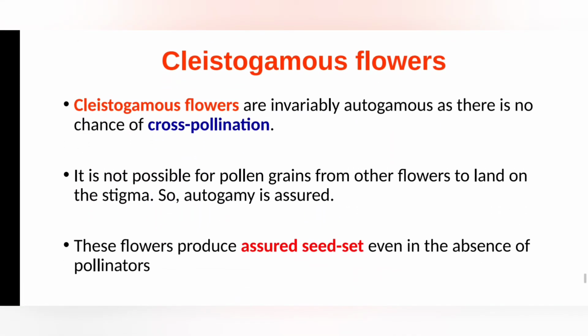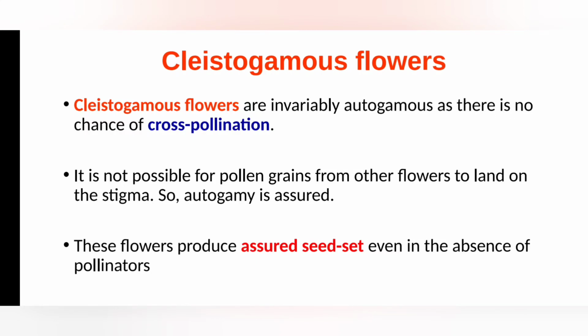Now, cleistogamous flowers. Cleistogamous flowers are invariably autogamous, as there is no chance of cross-pollination. Why is it said so? We have already learned that cleistogamous flowers always remain closed. So there is no chance at all for cross-pollination. I mean, it is not possible for pollen grains from other flowers to come and land on the stigma of this flower.